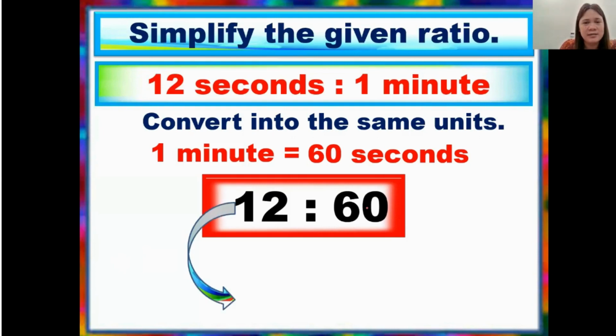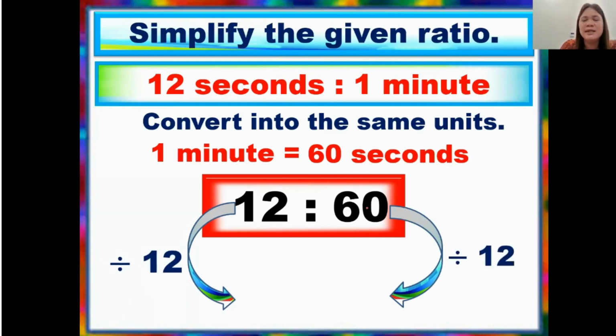Now let's find the highest common factor here, Year 8. Which one can we use to divide 12 and 60? It's 12 itself, correct. So I'm going to divide 12 by 12 and 60 by 12, since 60 is a multiple of 12. So 12 divided by 12 gives you 1, and 60 divided by 12 gives you 5. So the simplest form is 1 to 5.